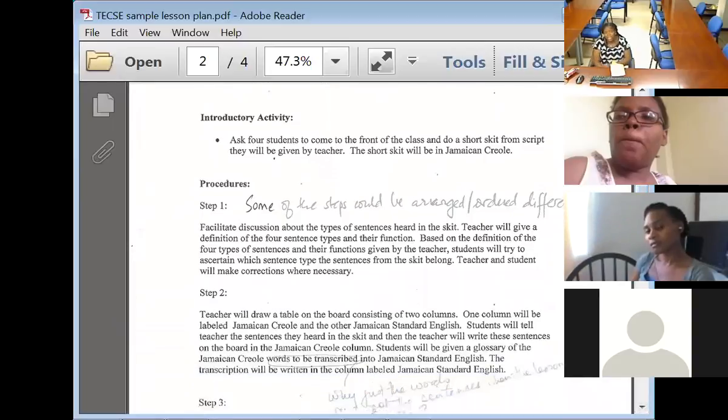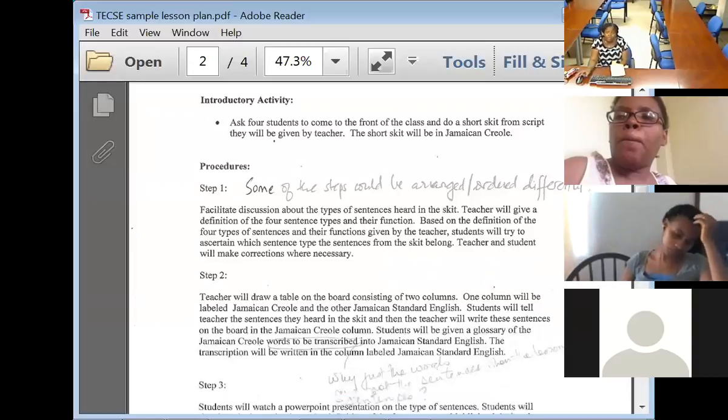So the introductory activity asks for students to come to the front of the class and to do a short skit from a script they will be given by the teacher. The short skit will be in Jamaican Creole. See that whole notion of taking the children from their native tongue to something else, from the known to the unknown, right?